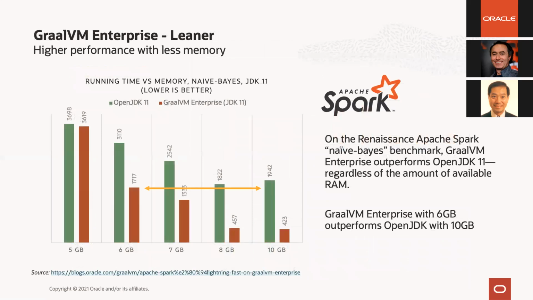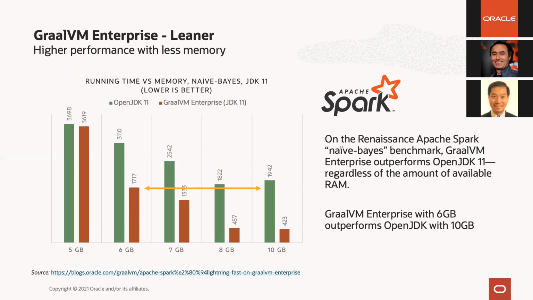This slide is a different way of looking at some of the data, or a different run of the data from Renaissance. This is one benchmark from Renaissance, and we ran it with different amounts of RAM to see what the performance was like. What's interesting is the memory consumption and throughput correlation. If you look at the 6 GB column, we ran the naive Bayes benchmark with 6 GB of RAM, and we see in green the OpenJDK time to run. We see the GraalVM time to run in red. It's quite a bit lower, almost half of that.